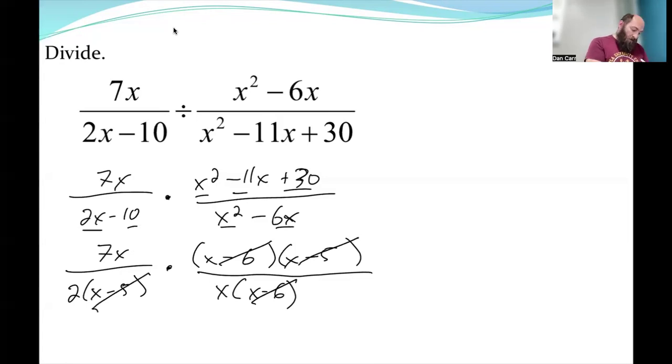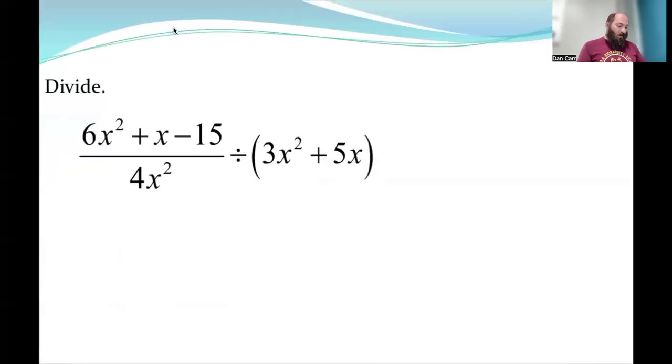And this is also important. X will cancel out with that x. That's like x divided by x there, but not the 7. Keep the 7 there. So you notice all of my variables are gone. All I have left is 7 over 2. And that's it.